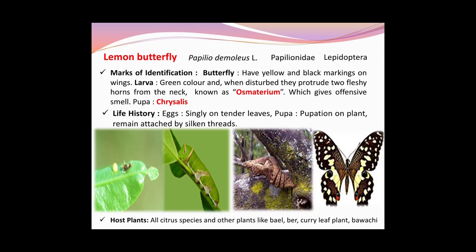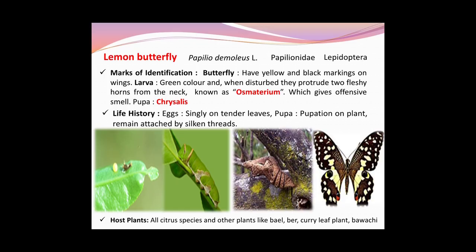Then next point is how the pest completes its life cycle. The oviposition or the site of egg laying is on the tender leaves. Then pupation takes place on a plant and remains attached by silken thread. So in this image we can see the egg, larva, pupa and adult of lemon butterfly.